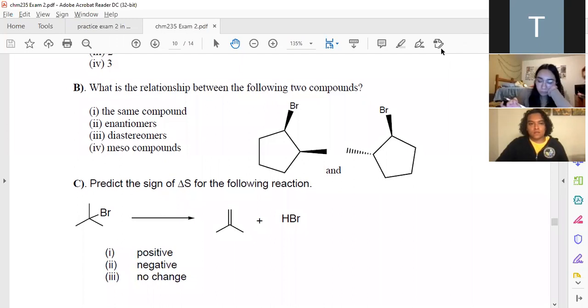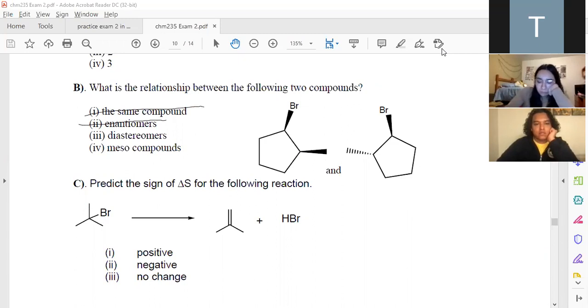What is the relationship between the 2 compounds? The same compound, enantiomers, diastereomers, or meso compounds? Are they mirror images of each other? No. All right, so this rules out enantiomers if they are not mirror images of each other. Also, are they the same compound? No. Nope, I can't rotate them. So now that rules out the same compound.